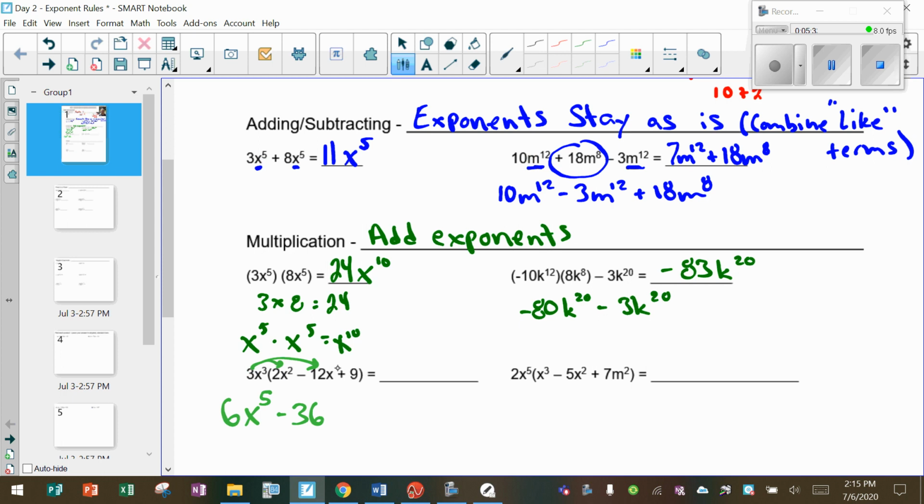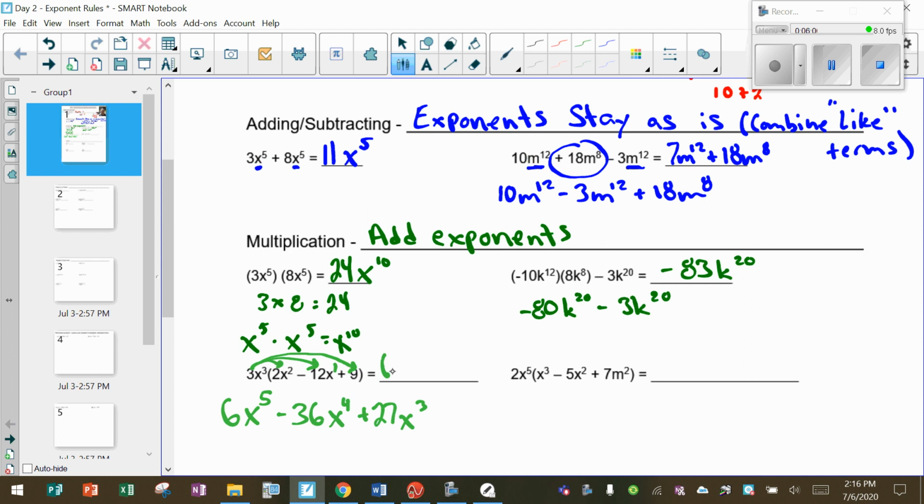When we do not see an exponent written, like negative 12x, that means there's a little invisible 1 there. So when I multiply it times the x to the third, the exponent of 3 plus the exponent of 1 makes a new exponent of 4. Last term, 3x to the third times 9 makes it 27x to the third. And that's our final answer.